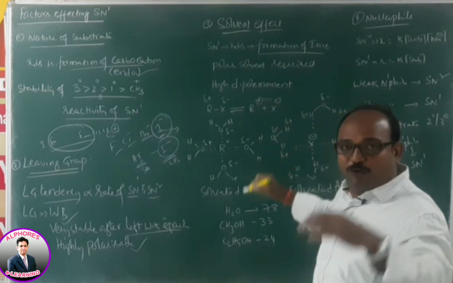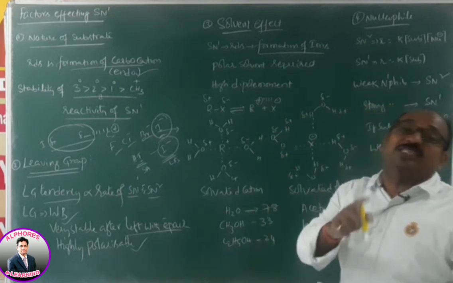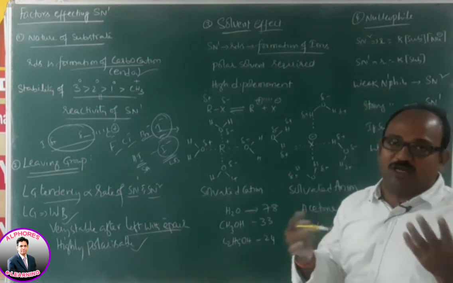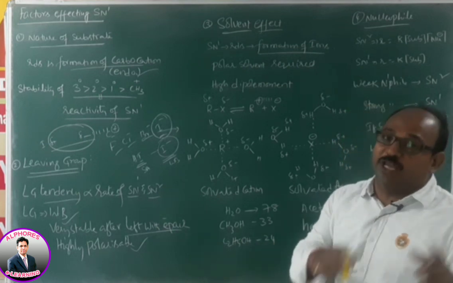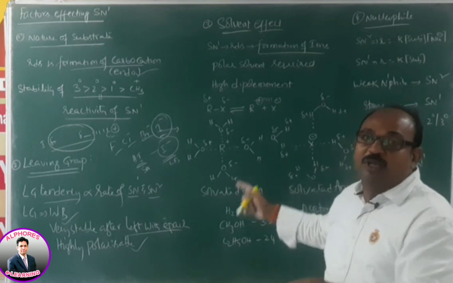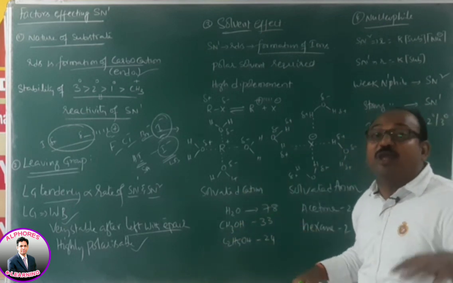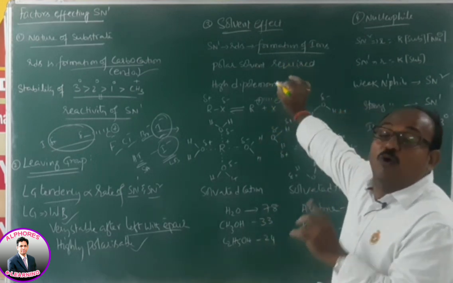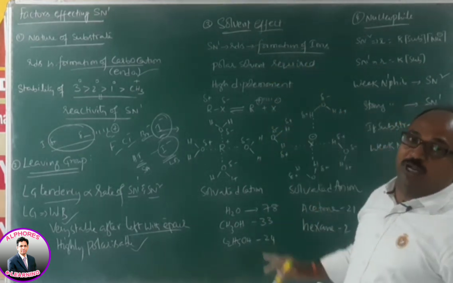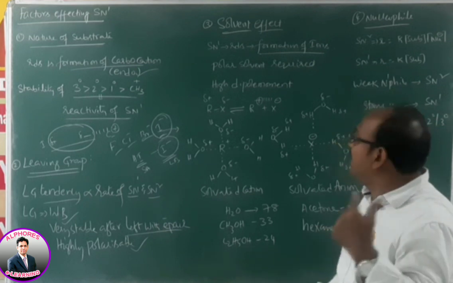To convert the intimate ion pair into a solvent separated ion pair, of course we are not supposed to do it; that has to be performed by solvent molecules. In order to perform that step, solvent molecules must be polar. That's why polar solvents only favor SN1.